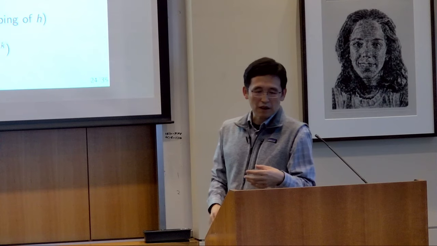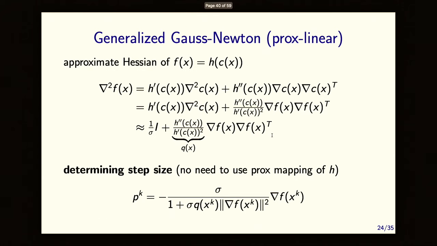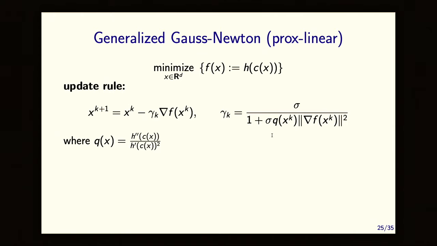So if you work this out, then basically you just solve this argmin with the Hessian approximated by this, you will get this function. Basically, your function has a q here. Q(x_k) is basically that ratio between the second derivative and the square of the first derivative. That's your q. So in a sense, suppose h is smooth, you cannot compute its, let's say, proximal mapping. But you can compute its first and second derivative, scalar. And then you just calculate the ratio, and you put the ratio there. And so basically, that's the rewriting of everything so far.